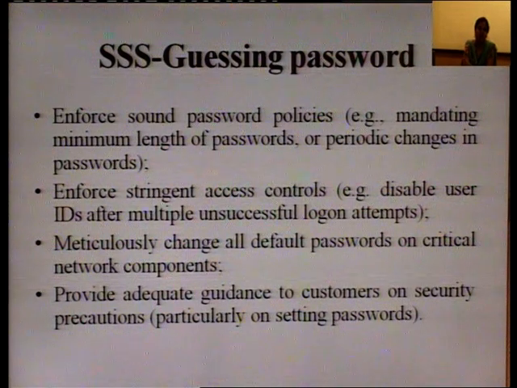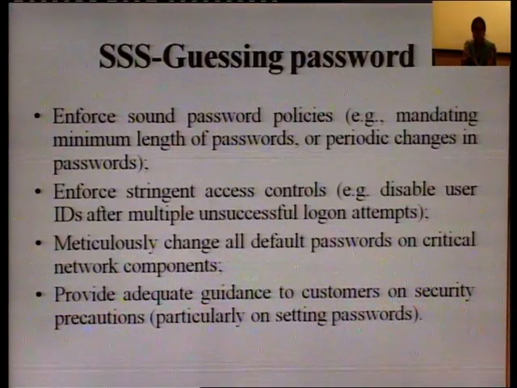Third, what you can do is meticulously change all default passwords on critical network components. Means when you are using any critical network component, for example your bank details, you change the default password as early as you can.